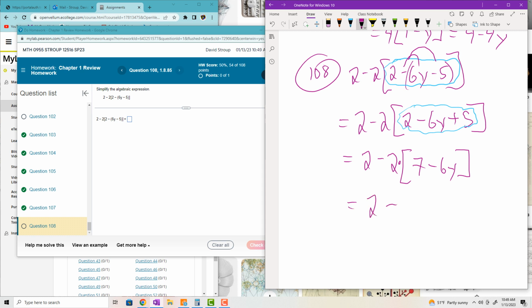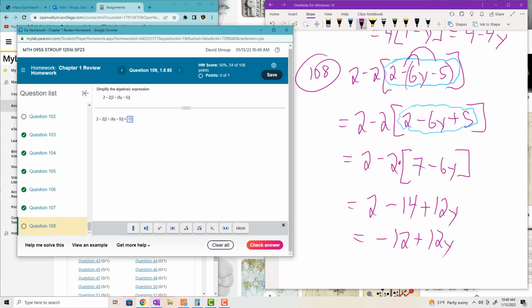Negative 2 times 7 is negative 14. Negative 2 times negative 6y is plus 12y. And then we can do our addition and subtraction. So the 2 and the 14 will be negative 12 plus 12y. And I think that'll do it. Right?